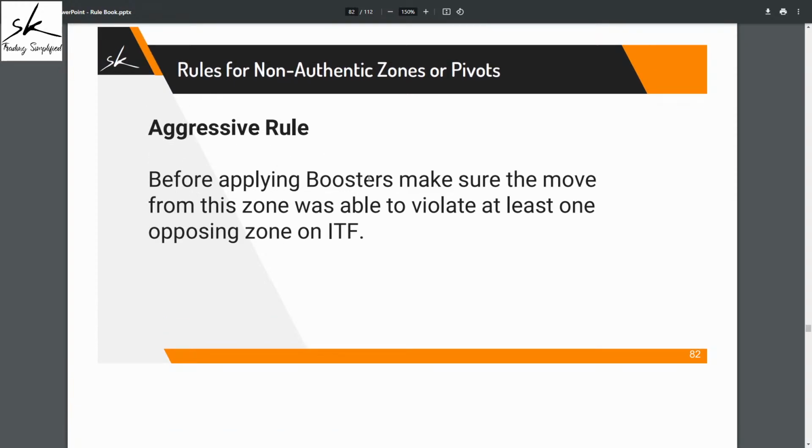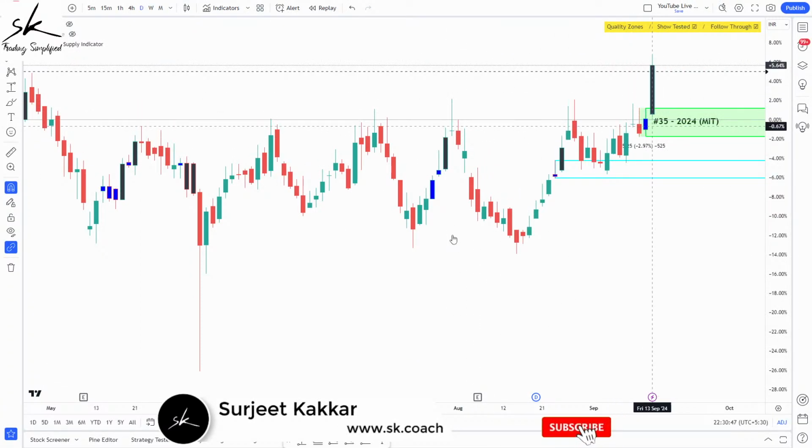Aggressive rule says that even before you start applying the boosters, make sure the move from the zone was able to violate at least one opposing zone on the intermediate time frame. So what does this mean? Because I know that it might be a non-authentic zone, I want to ensure it has strength. And how can it show me strength?